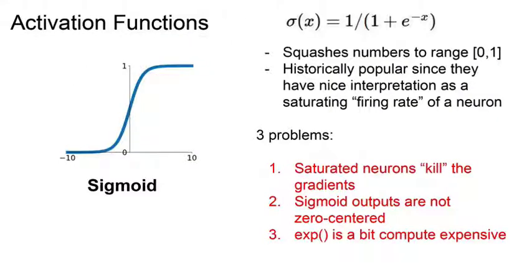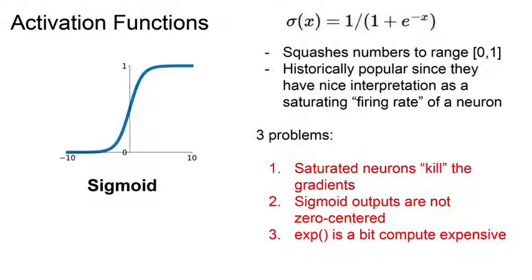So let's start with the sigmoid function, right? Sigmoid is the first function that we encountered, which squashed the inputs to a range between 0 and 1, or -1 and 1 based on how you set it up. And so they are very popular historically because they have a very nice interpretation. But the problem with sigmoid is that it can sometimes kill the gradients during the back propagation, right?